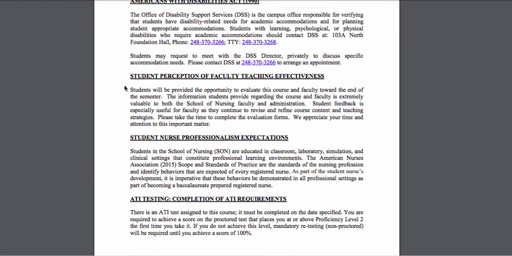And then this is just student nurse professionalism, and this is just general throughout the School of Nursing. You can kind of take a look at that.